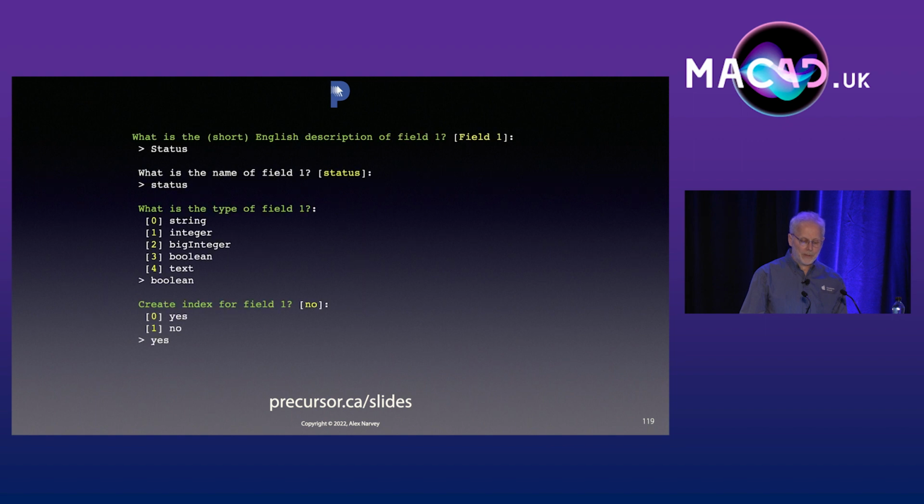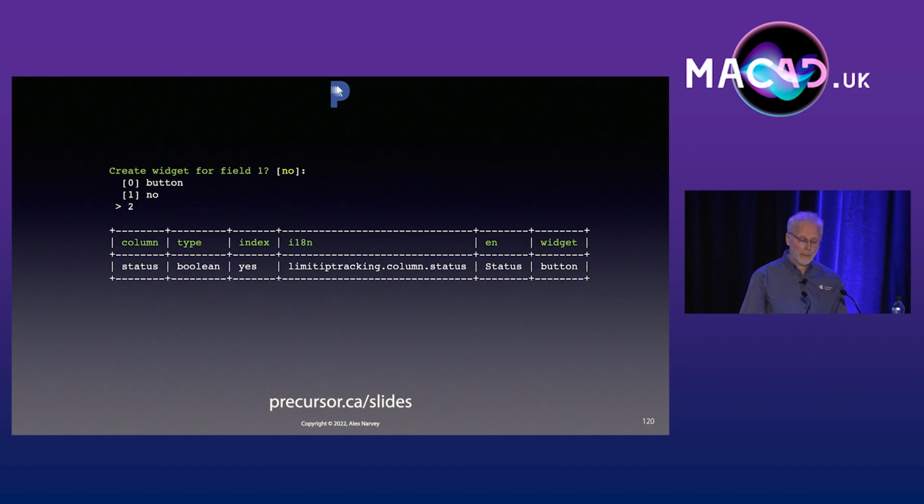I will then provide a descriptive name for the field, i.e. status with an uppercase S. And then the actual database field name will also be status, this time lowercase s. The type of field is going to be Boolean, since the status is either on or off. And it asks if I want an index of the field, and yes, I do.